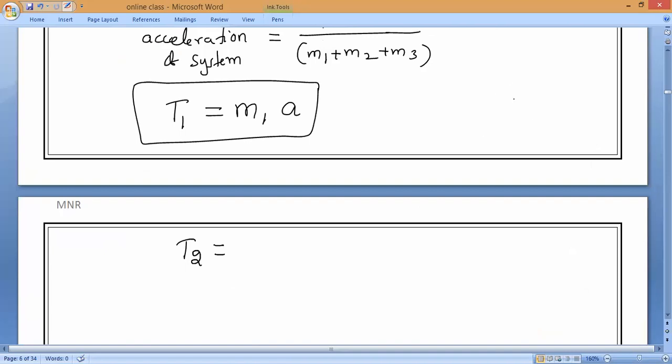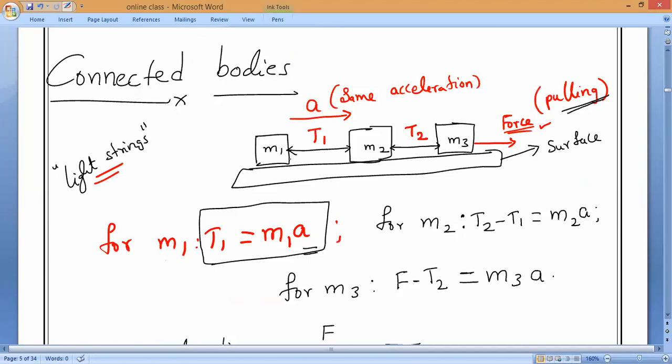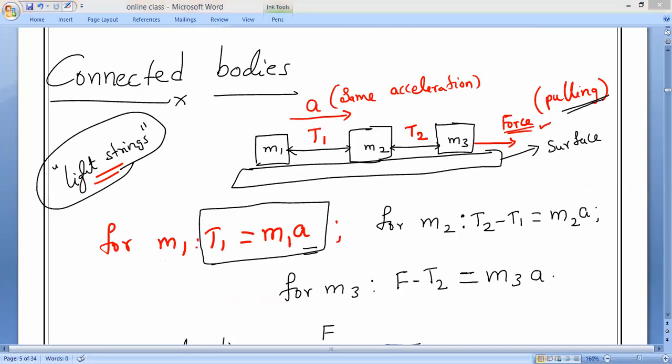the physical property called tension. Do you remember tension? What do you mean by tension? That is the strength of a string. All three bodies are connected with what? String. Yes or no? So this string has a strength. That is the force we can say. So T1 and T2 are tensions in the strings.